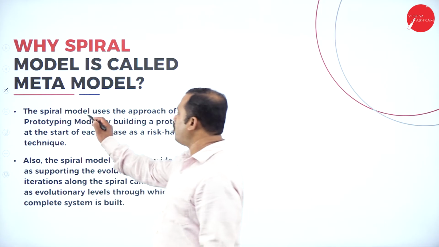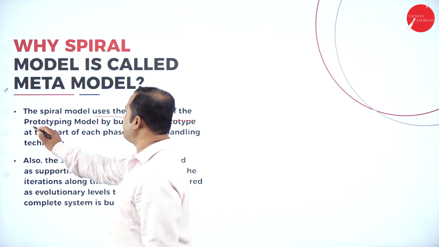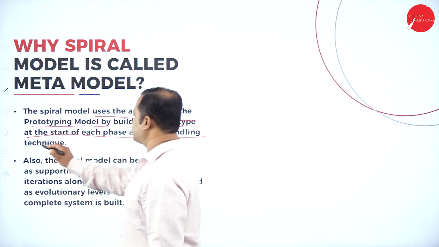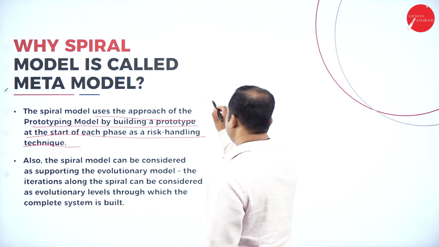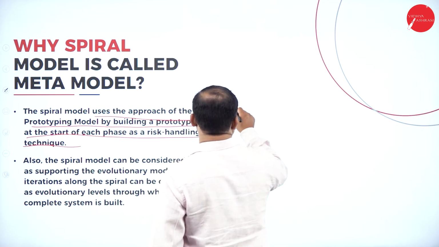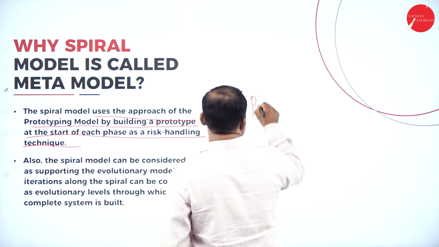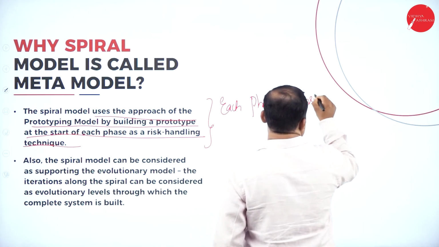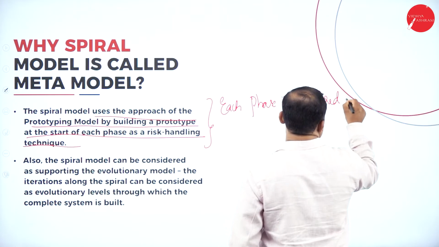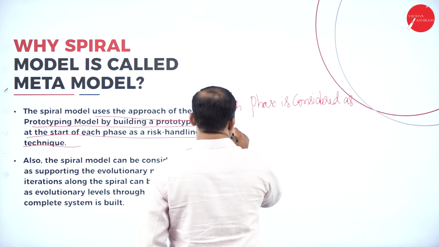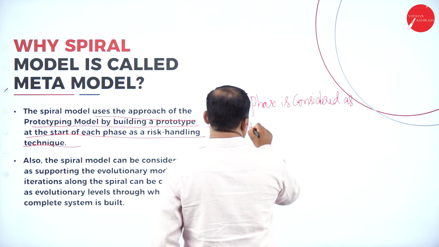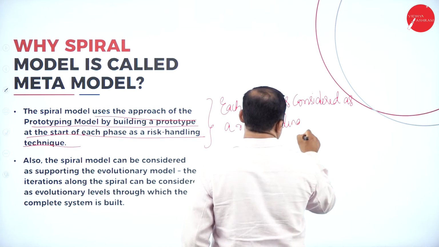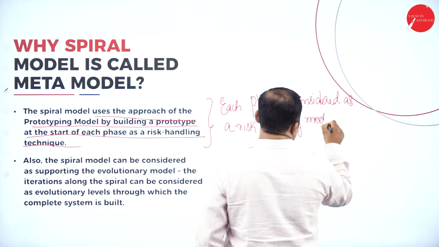Then, the spiral model uses the approach of the prototyping model by building the prototype at the start of each phase as a risk handling. That means each phase is considered as a risk handling model.